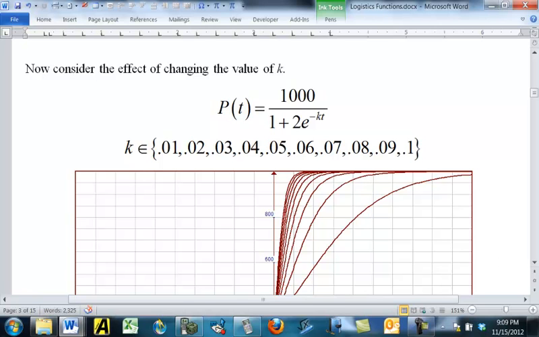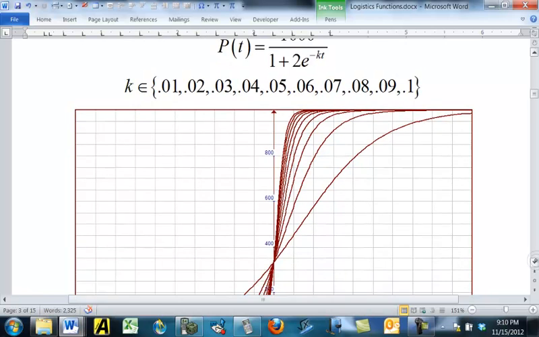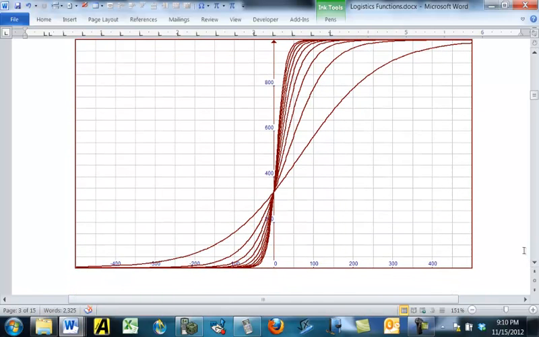Now I'm going to leave the limiting value at 1,000, leave the coefficient c at 2, but put in different values for k: 0.01, 0.02, all the way up to 0.1, going up in increments of 0.01. And take a look at this. If you'll notice, these don't change the y-intercept, so the y-intercept is the same. If you think of the y-intercept as your initial amount, it's not changing that. If you go on into the negatives, notice that they still have the asymptote of the x-axis. In fact, they'll always have that. But it didn't change the top asymptote. The limiting value was still 1,000.